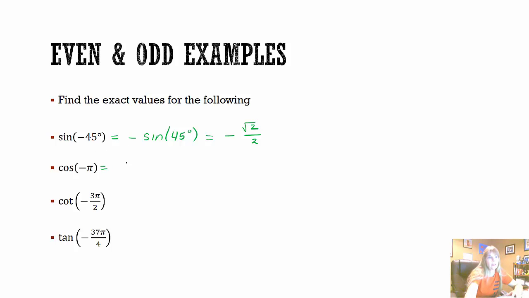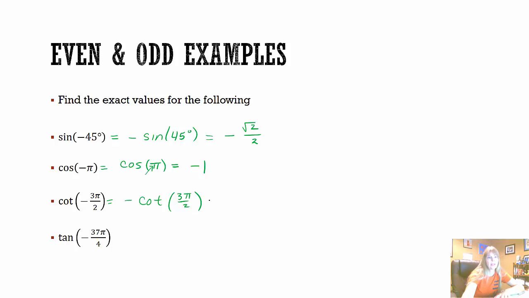Looking here at cosine, we say because it's an even function, it's just the cosine of pi. And you remember what that is? -1. The cotangent, so we already know that cosine and secant are the only ones where your angle becomes positive. So the angle comes outside.